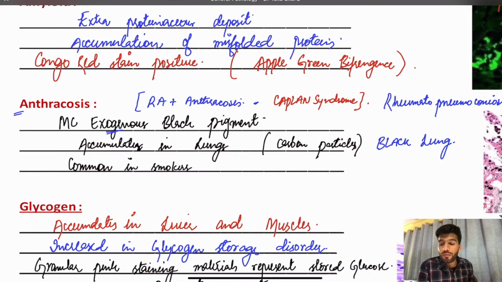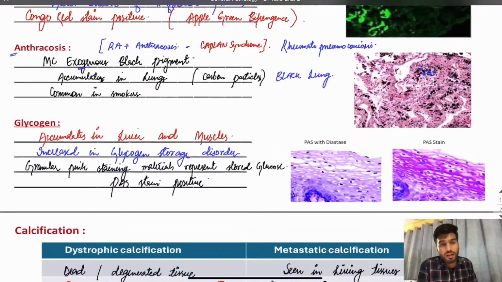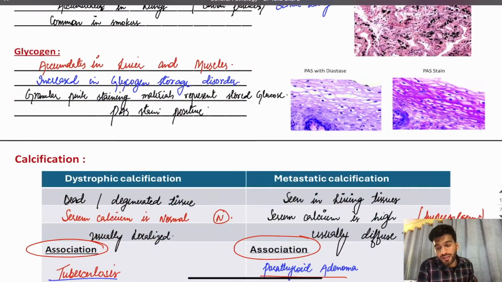If there is rheumatoid arthritis plus anthracosis present, we call it rheumatoid pneumoconiosis, which is classically called Caplan syndrome. If splenomegaly is present as well, you go with Felty syndrome. It's common in smokers, that's why it's also called black lung. Then the glycogen storage diseases, where there is an accumulation of glycogen in the muscles and liver. The stain that we use is PAS stain.